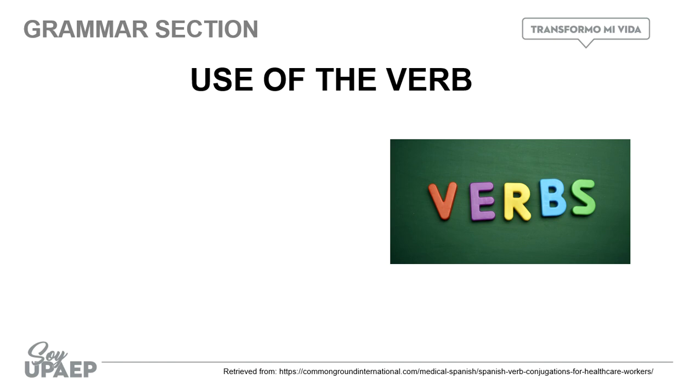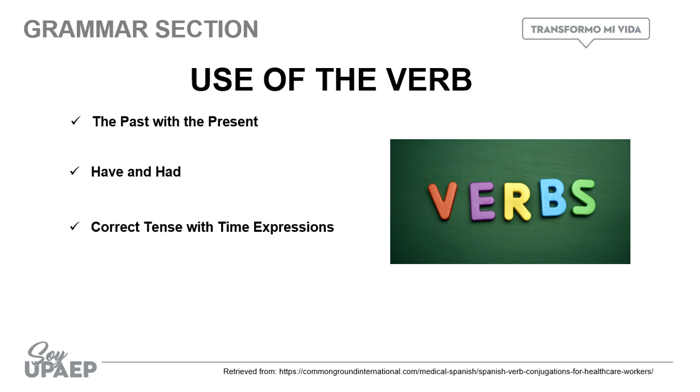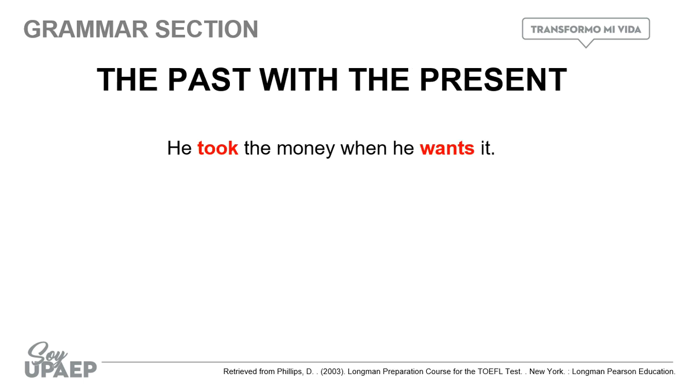Okay? There are many different problems in using the correct verb tense in English, right? And there are 4 specific problems that occur in the TOEFL test. The first one is the past with the present. The second one is have and had. The third one is correct tense with time expressions. And the fourth one is correct tense with will and would. Okay, so we are going to be covering these 4 problems that most students have when answering the grammar section of the TOEFL test.